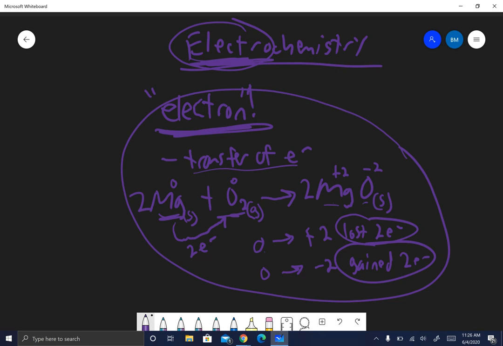So that's essentially what redox reactions are. Redox means reduce and oxidize, and reduction and oxidation are two terms that really encompass electrochemistry. So when you have a very simple synthesis reaction like Mg plus O2 creating an ionic compound, Mg plus 2, O minus 2, this is an example of a redox reaction. It's also part of electrochemistry, the topic, the unit.